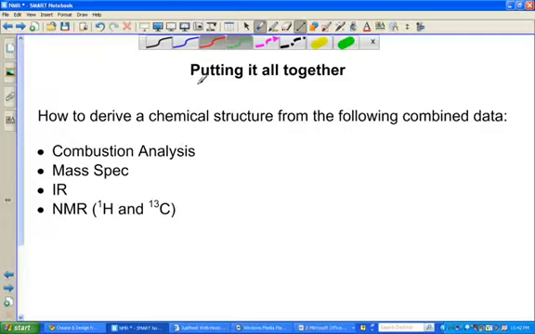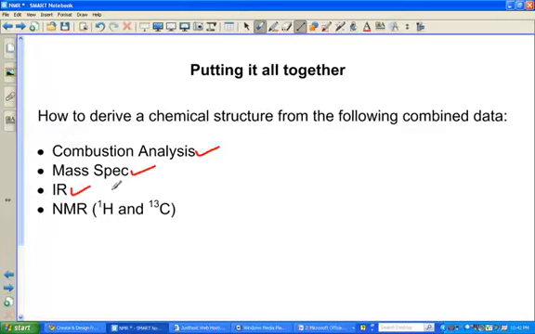Okay, so in this video we're going to be taking all of the structural analysis techniques that we've seen already and putting them all together and figuring out how we can derive a particular chemical structure from a set of data for a particular molecule. So we'll take combustion analysis data, percentages of each different element present. We'll take mass spec data, we'll take IR, we'll take the two sets of NMR data, and we're going to come up with a complete structure based on all of that.